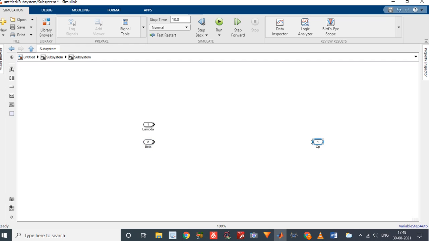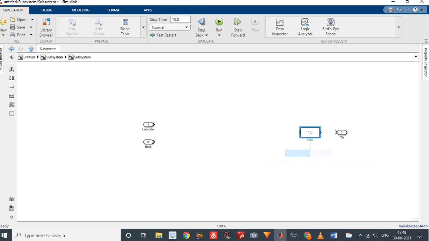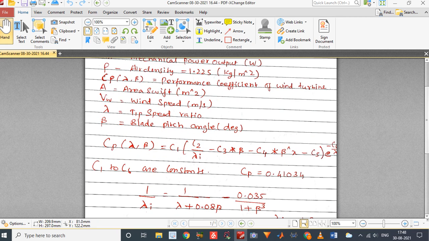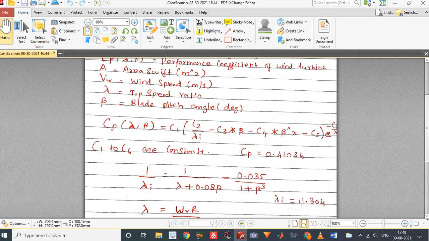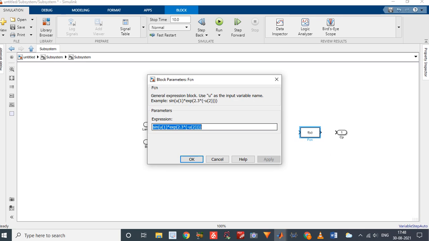Now how can we take, I need a function, FCN. So there are two equations for that. Okay, so you can see here this equation we have to complete. For that, first I need to get lambda I, and then CP. This equation we have to complete. So for that I am going to write an equation.